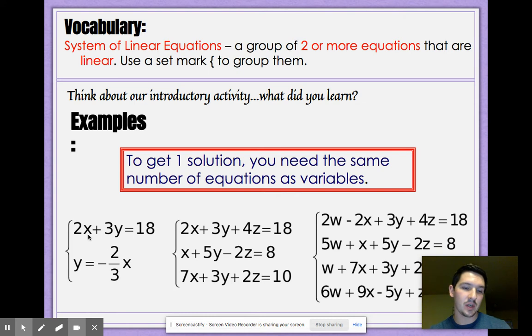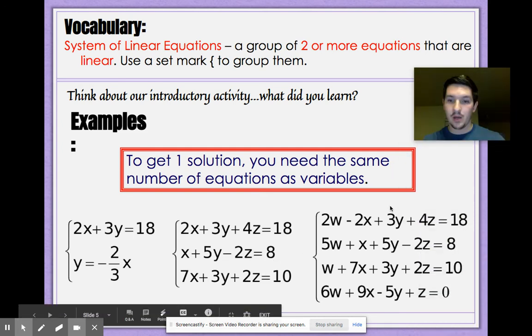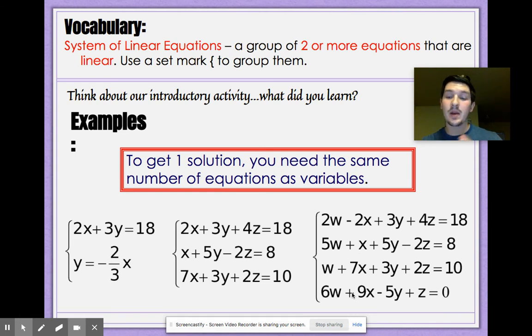In this first example, we have 2 equations and only two variables, an x and a y. In this next example, we have 3 equations and 3 variables, x, y, and z. In this one, we have 4 equations and 4 variables, w, x, y, and z. To find one solution for a system of equations, you need the same number of variables as equations. For this specific unit, we're only going to be working with 2 equations, so we only have 2 variables, which is nice for us to work with.